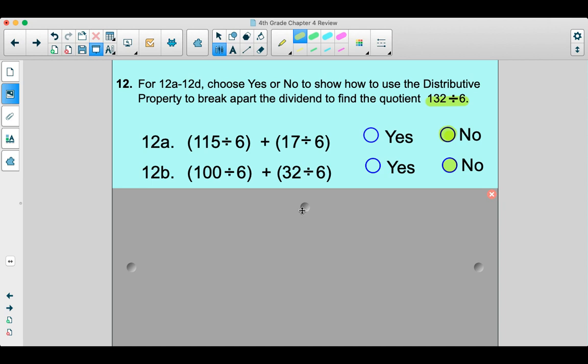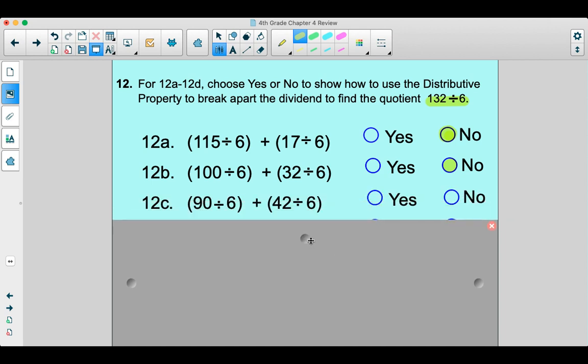No go. Okay, next one. So basically what I'm looking for is, are these pieces easy and friendly to divide by 6? And are they going to give me a remainder? If the answer is they're not going to give me a remainder and they're evenly going to be divided by 6, then that's a yes for me.